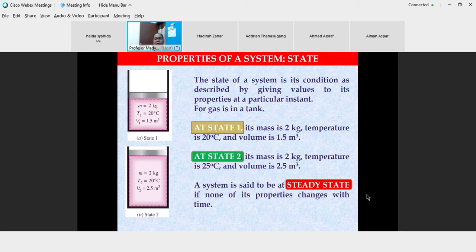So this at state 1. Okay, let's say this is hot. So let's say now it's about 2 kilograms. The temperature is 20 degrees Celsius. The volume is 1.5 meter cube. So this is state 1.